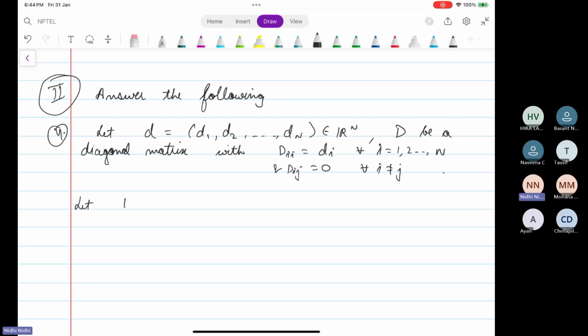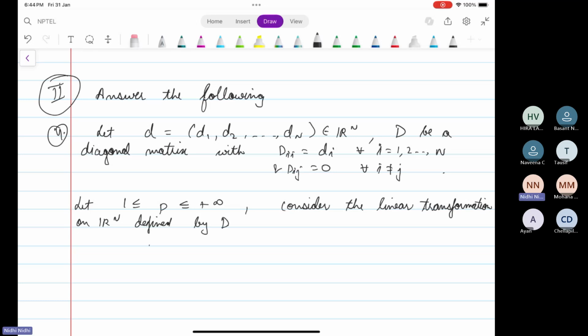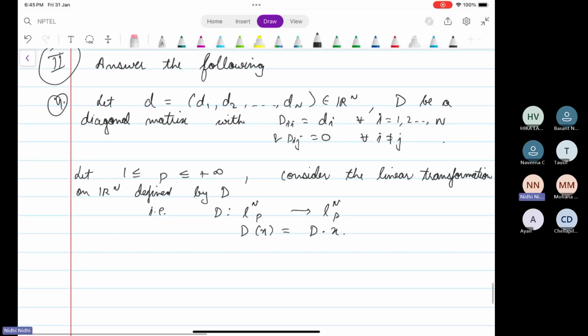Now let 1 less than or equal to p less than or equal to infinity. Consider the linear transformation on R^n defined by D, that is, D is a linear transformation from l^n_p to l^n_p, where l^n_p is the same as we discussed earlier, and D of x is D times x. Compute the norm of D.